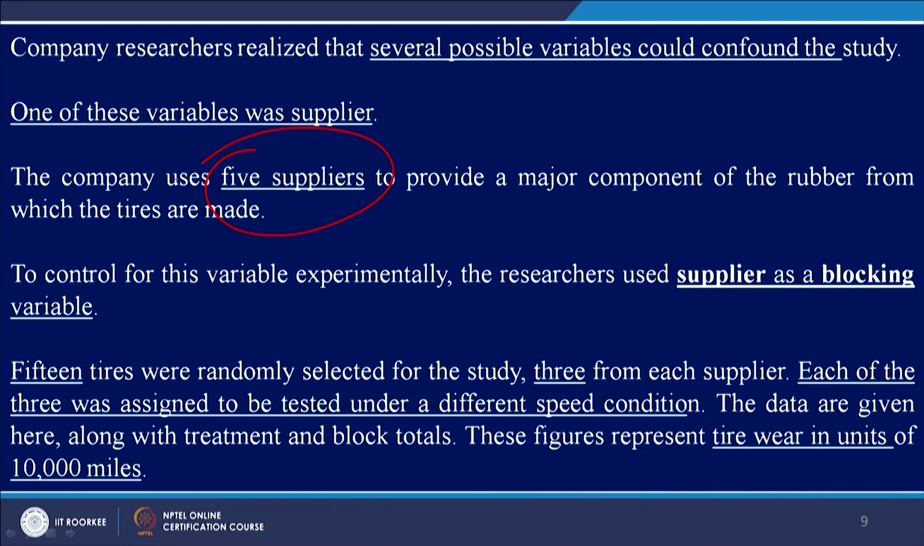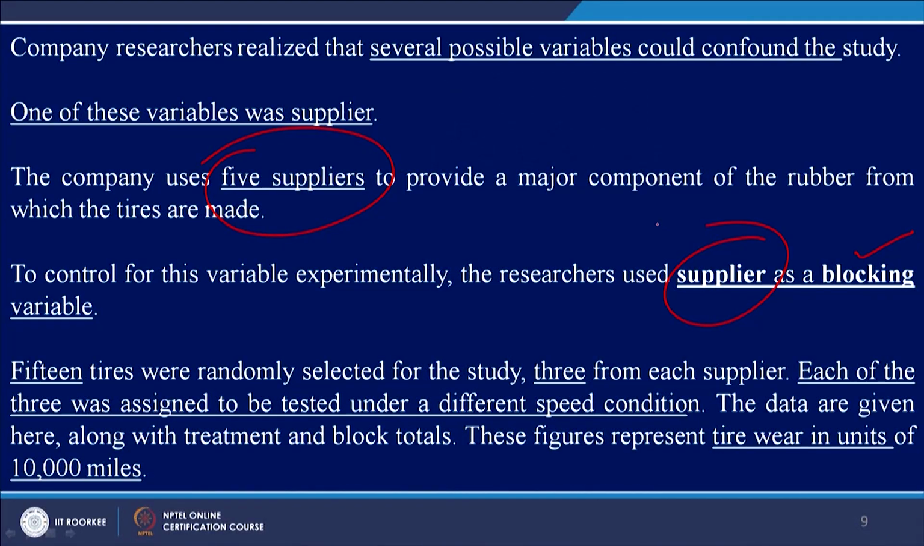So, in this experiment we have decided to block just one variable, and that was raw material supply, right. So, in this experiment there were 5 raw material suppliers, and the company manufactured tire from those raw materials which they received from 5 suppliers. So, we will say that the blocking variable is supplier.